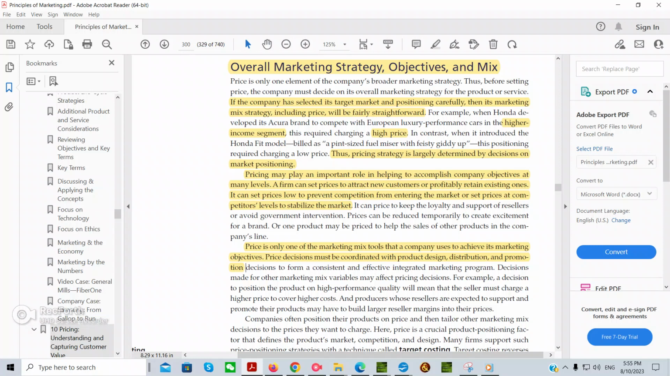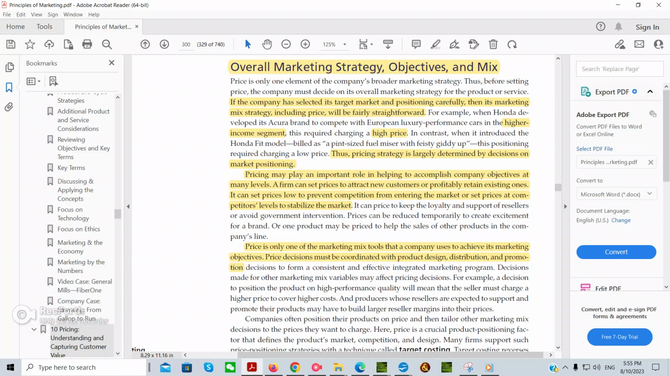Decisions made for other marketing mix variables may affect pricing decisions. For example, a decision to position the product on high performance quality will mean that the seller must charge a higher price to cover higher costs. So it depends on the venue. If it's a service, it will depend on the venue. If it's a product, it will depend on the production costs. So the idea will all depend on how much you can do it.